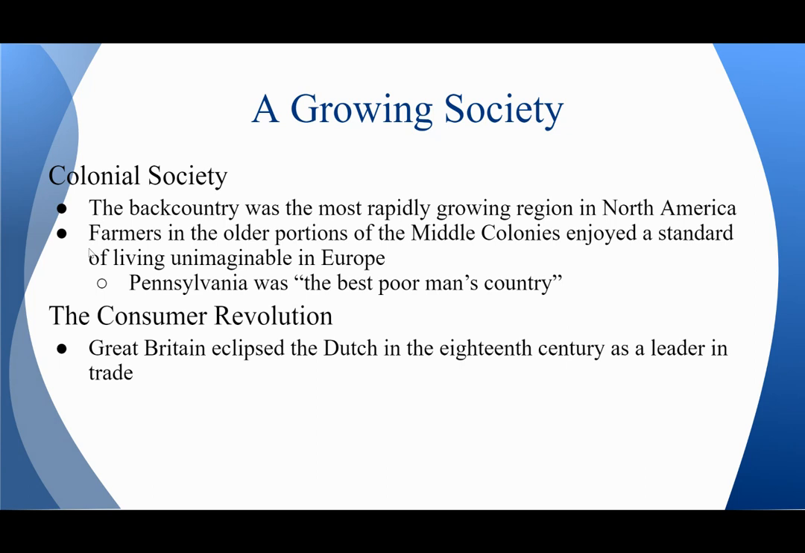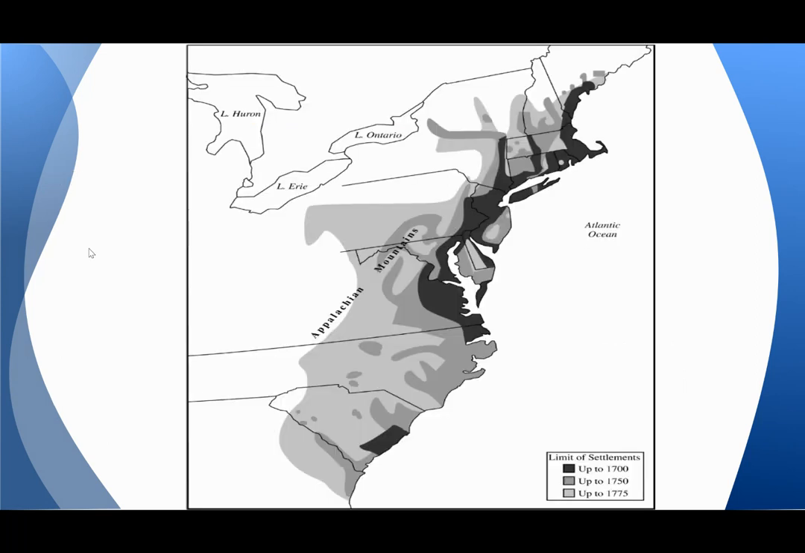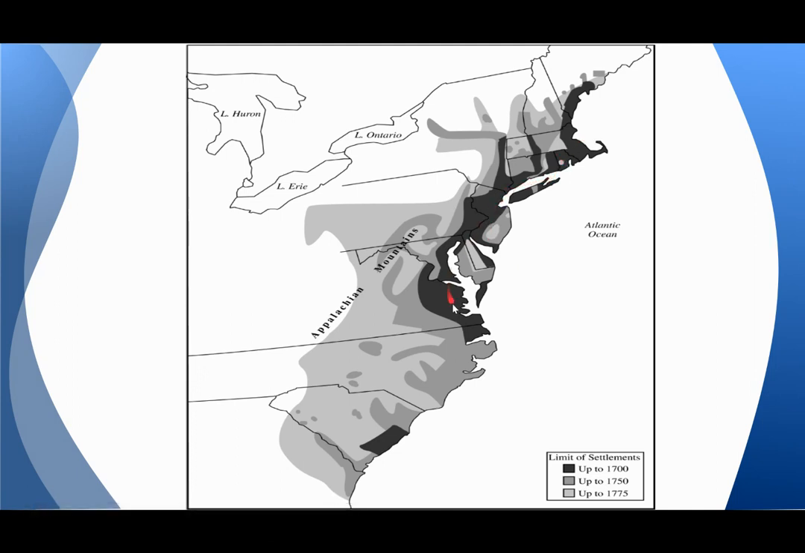So Great Britain, because of the growth of their colonies and their trade, will actually eclipse the Dutch as the global leader in trade. And what we see is that colonial society in the 1700s enjoys a multitude of consumer goods. And what happens, though, is that I think I pointed this map out when we did our Zoom meeting earlier in this week. We're going to see more wealthy elites, especially like down here where Charleston is, the port city. Near the port cities and near the coast, we have wealthier people. In the backcountry, they tend to be more poor.